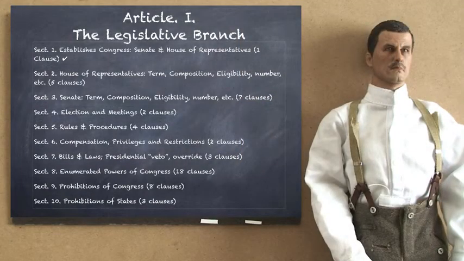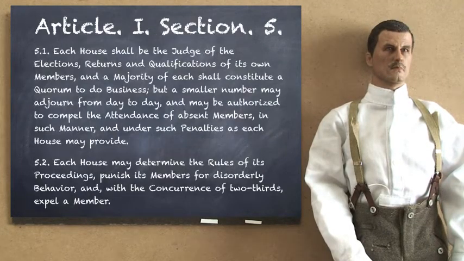So let's go to Section 5 here and look at the first clause, and I'll just read that. It says, each House shall be the judge of the elections, returns, and qualifications of its own members, and a majority of each shall constitute a quorum to do business. So what that's saying is that each of the houses, the Senate or the House of Representatives, basically gets to judge the election, and they get to determine if it's legitimate or not, and all that kind of thing.